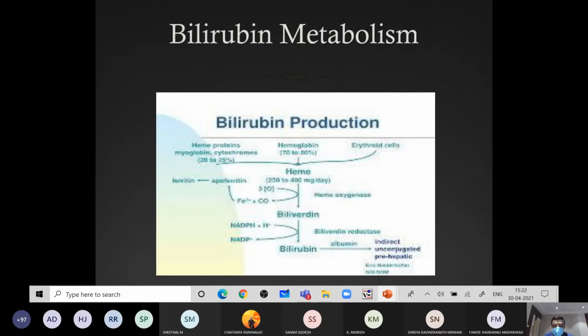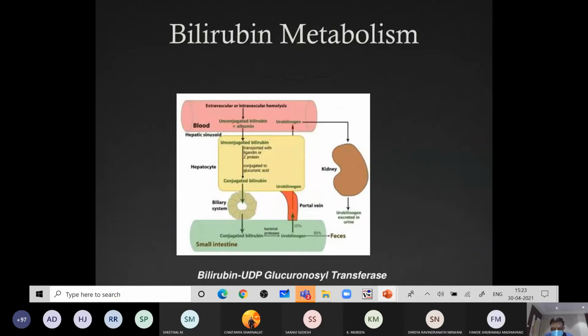It is degraded by heme oxygenase in the spleen. Of the heme, 250 to 400 milligrams per day is degraded to form biliverdin. Then biliverdin is converted to bilirubin by biliverdin reductase, which requires the coenzyme NADPH, from niacin, the active form of niacin acting as a coenzyme required for this enzyme's activity. Then this bilirubin binds with albumin and circulates.